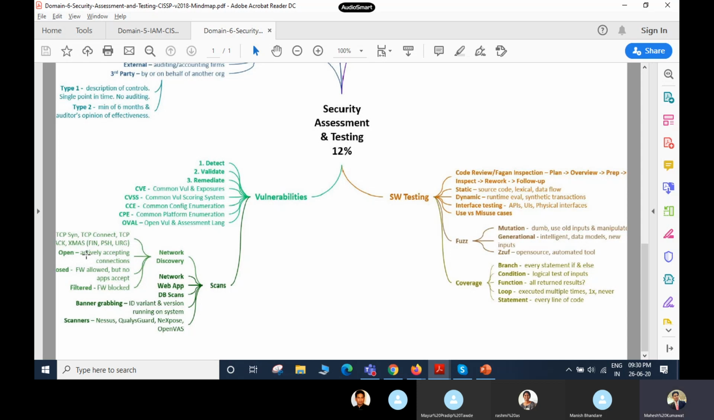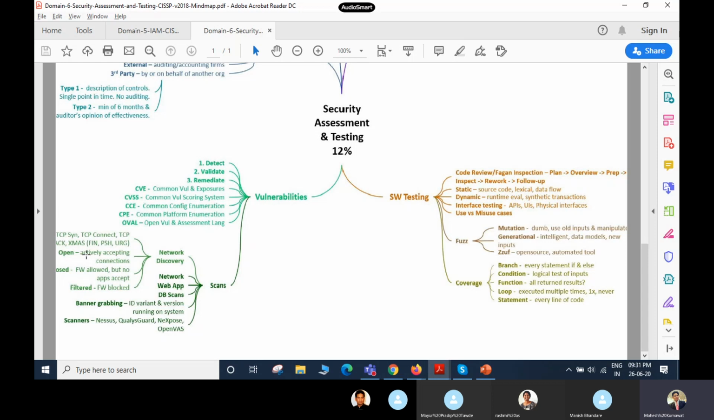Then we have CVE, Common Vulnerabilities and Exposures, CVSS, Common Vulnerability Scoring System, CCE, Common Configuration Enumeration, CPE, Common Platform Enumeration, and Open Vulnerability and Assessment Language. So suppose I would like to know what the top 10 vulnerabilities are, how am I going to find out, and which website I have to go to. Any answers you would like to share with me?